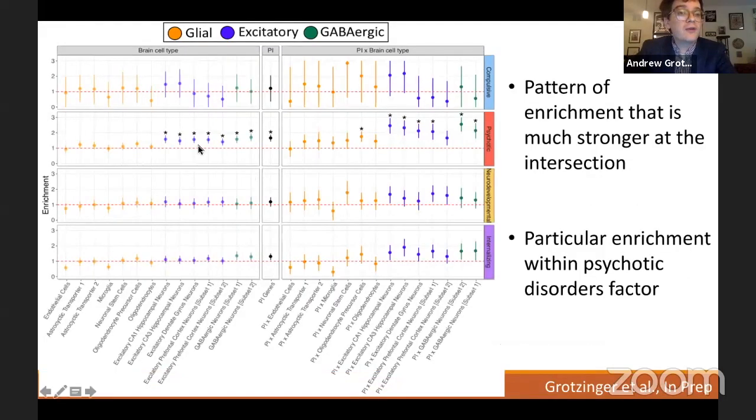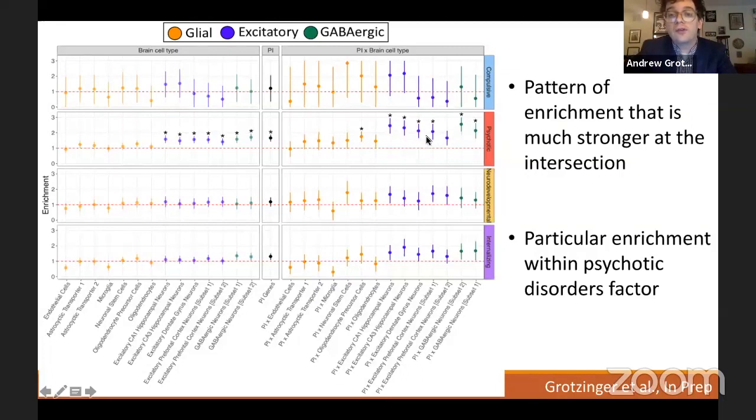And so just to orient you to these results, on the left we have the brain cell types that I just discussed, in the middle the PI genes, and then their intersection on the rightmost part for compulsive disorders factor, followed by psychotic, neurodevelopmental, and internalizing disorders factor. And what we see is that within the psychotic disorders factor, there's general enrichment within the excitatory and GABAergic functional annotations and within the PI annotation, but there is much stronger enrichment within their intersection.